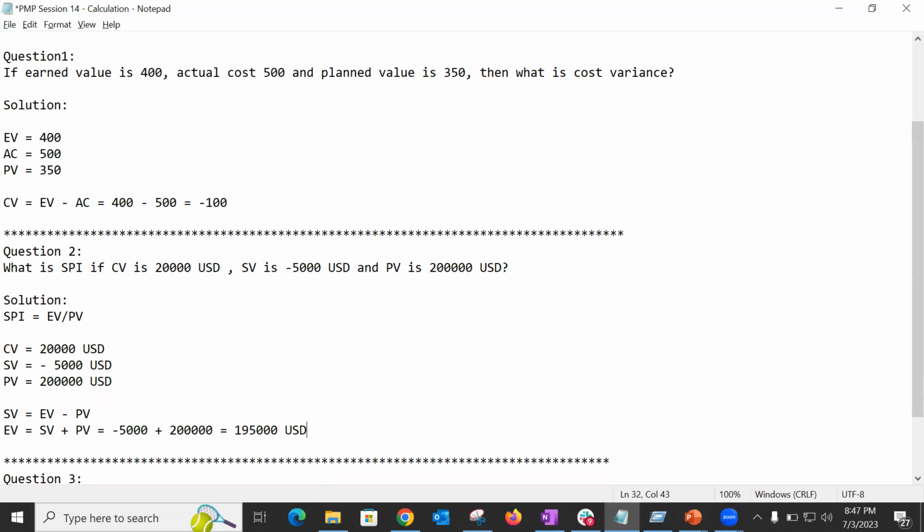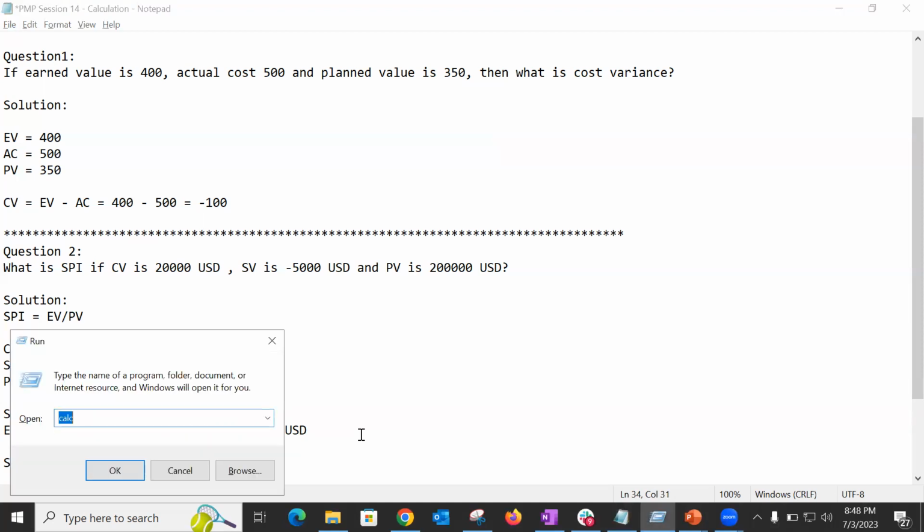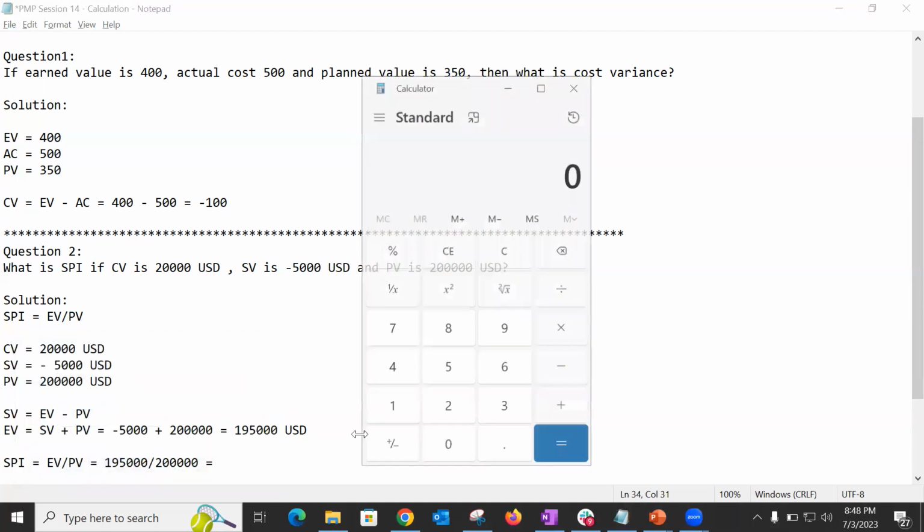Okay, now once I have got this earned value, and if I place this here and the PV we have got, then definitely we are going to get the SPI, right? So SPI now will be, we know SPI is equal to EV divided by PV. That basically means EV is 1,95,000 and PV is equal to 2 lakh. Okay, that basically means that we can find it out.